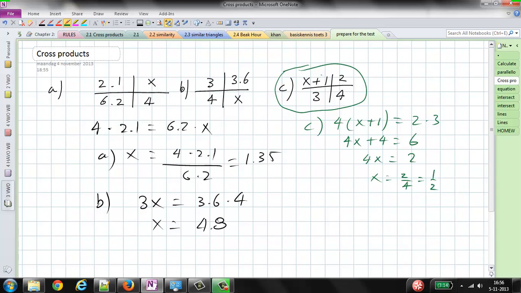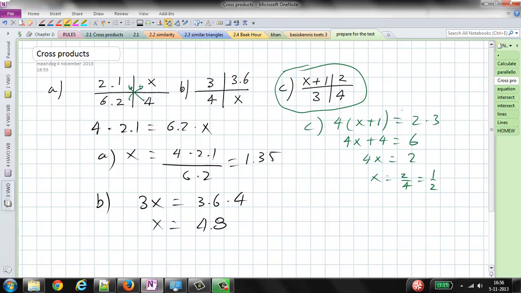Let's see. For this first one, yeah, you cross multiply. We've done this now a couple of times. It's 4 times 2.1 is going to be x times 6.2. Divide by the 6.2, you get the answer. B works the same way, it's right here.